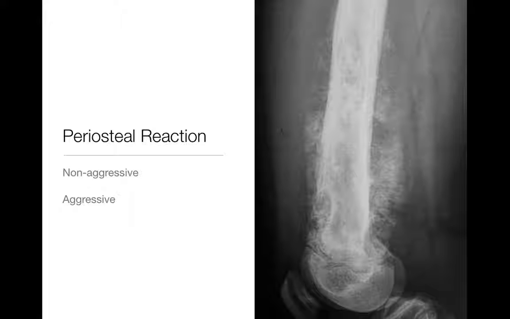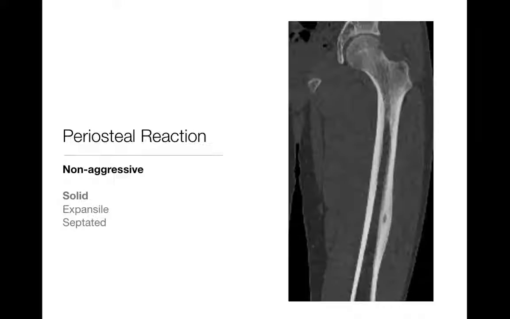The only real point of periosteal reaction, when we look at it, is it helps us to think about what process is causing the periosteal reaction. Is this process a benign process or a more malignant process, an aggressive process or a non-aggressive process? So types of non-aggressive periosteal reaction are going to be classified really as solid, expansile, or septated. These are the kind of things we're going to see.